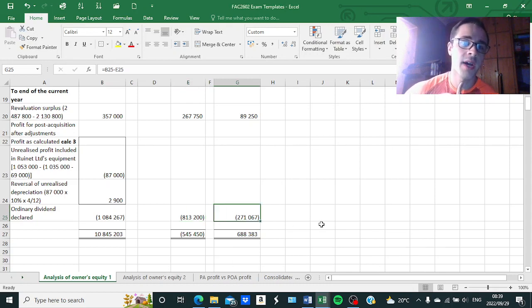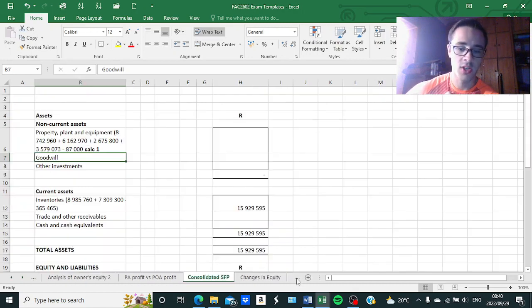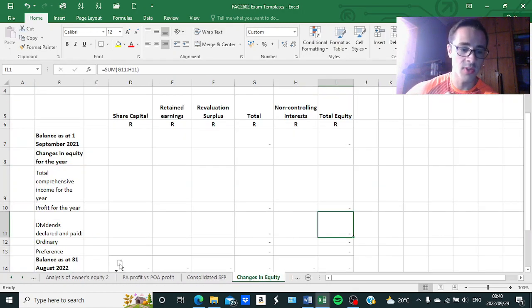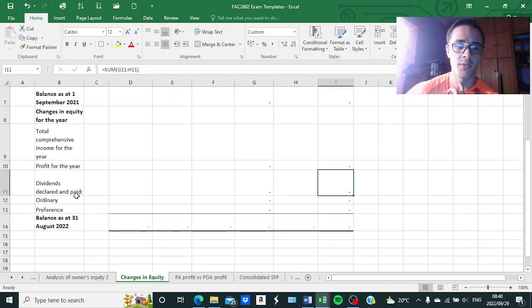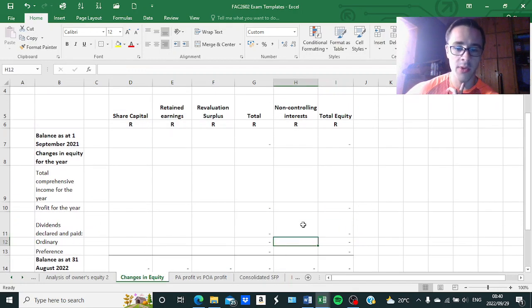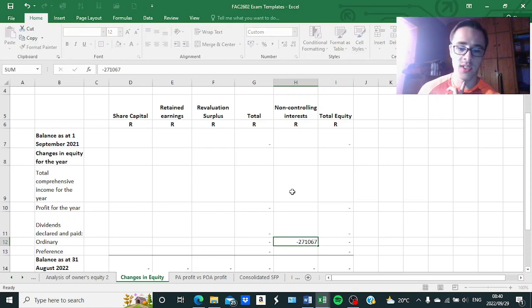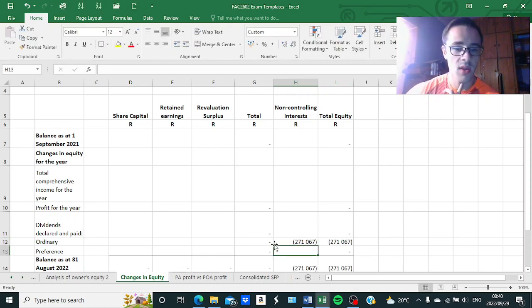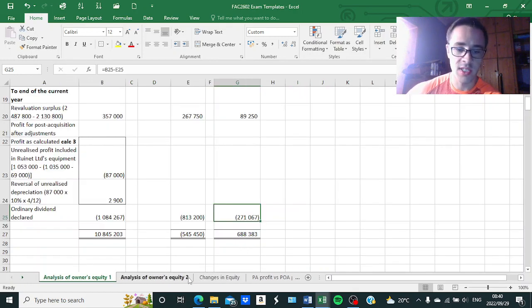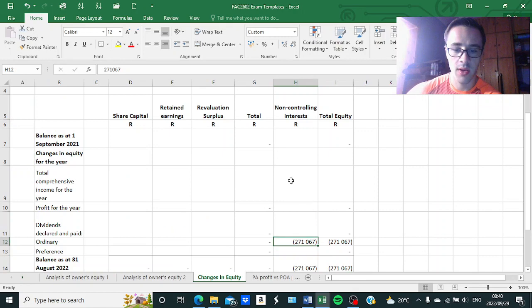And the amount paid to non-controlling interests would be shown in your consolidated statement of changes in equity. So if you go to your consolidated statement of changes in equity, you will show the amount for dividends declared, ordinary non-controlling interest, would be 271,067. That was the amount of ordinary dividends paid to non-controlling interest for this financial year, 271,067. Okay, good.